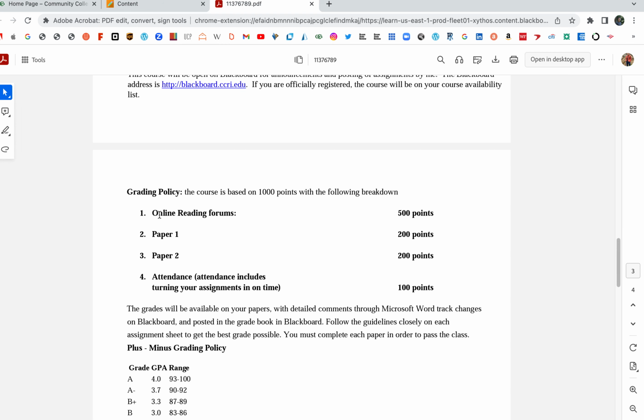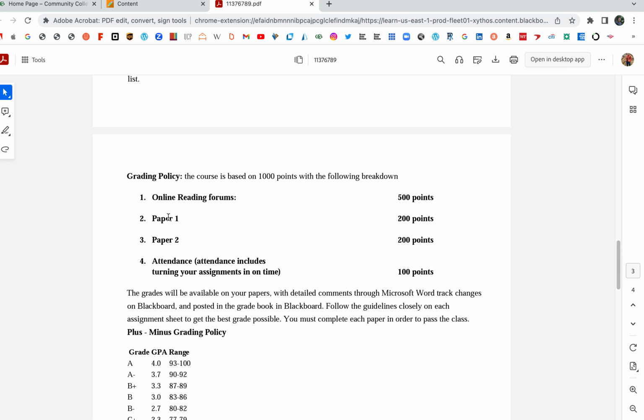A big component, when I teach classes, what I really dislike is busy work. I don't like busy work. And I'm going to argue that this class doesn't have any busy work. Here's what we have. We're going to have an online reading forum discussion board. We call them discussion boards, forums, same term. Those are worth 500 points. There's going to be one a week. So that is half the class there. So you need to complete those. And there's a video that walks through those as well.